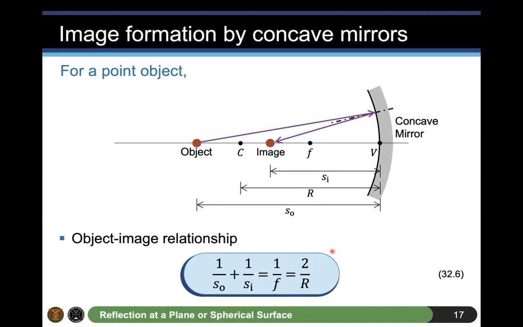When the limit is taken, okay, so this is infinite. So if this R is very large, then this whole fraction will become very small. So kung very small, it approaches 0. Therefore, 1 over F approaches 0. And so, makita natin, yung 1 over SO and 1 over SI equals 0.